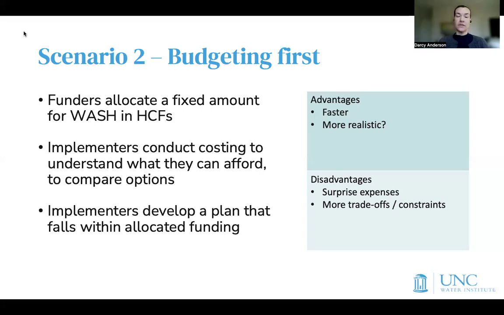The advantages of this: typically somewhat faster, and the costing may be slightly more informal. As I said, it tends to be a bit more realistic in terms of how the budgeting process usually plays out. Some of the disadvantages of this approach: there can be surprises where, if a full costing study wasn't done, things that maybe weren't anticipated, unexpected repairs or other supplies that maybe just weren't thought of in the budget can surprise you. And sometimes you're looking at more trade-offs where there may not be enough budget to implement all of the activities or purchase all of the supplies that are needed.